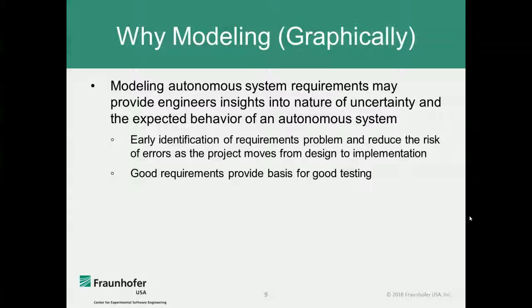Yeah, so that's what I just said. If you can model the autonomous requirements such that engineers can gain additional insights into the nature of the uncertainty they're dealing with, and what really is the behavior they want the system to achieve in that uncertain environment, and if you can do this early, from early requirements, you can reduce the risk of errors and miscommunication as the project moves from design to implementation.